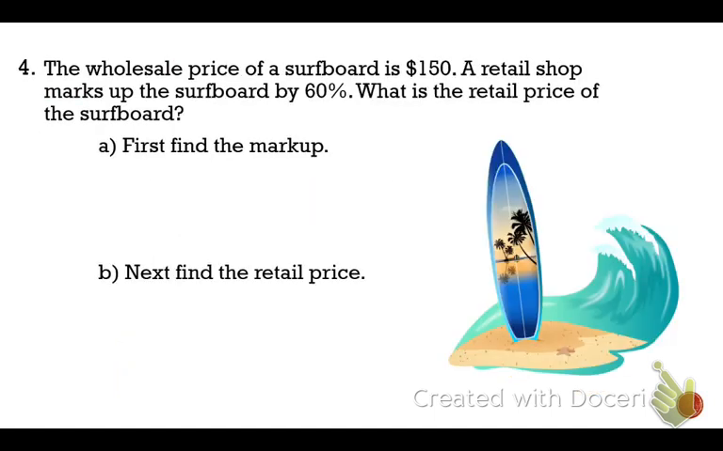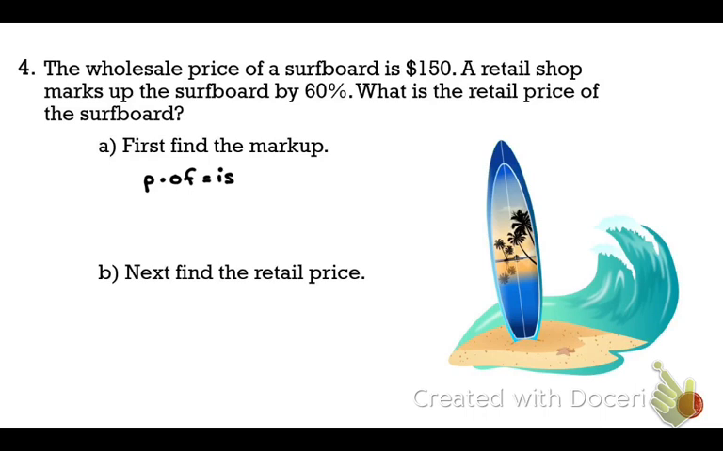No longer about coffee. The wholesale price of a surfboard is $150. A retail shop marks up the surfboard by 60%. Remember, they want to make a profit, okay? So what is the retail price of that surfboard? First, let's find the markup. We're going to start it off by using our lovely formula. Excellent. P times of equals is.